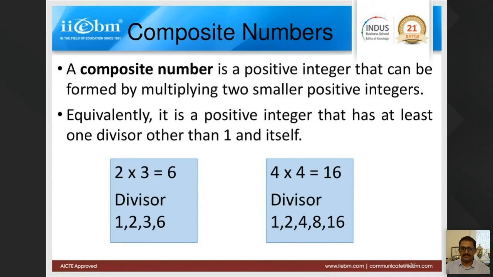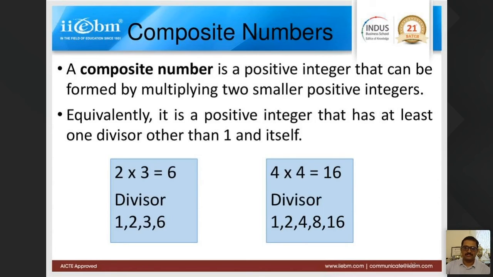Now these 2 and 3 are the actual smaller integers. So if you take any number, that number will have at least 2 divisors, 1 and that number itself. If there is no other divisor, then we call it a prime number. If it has another divisor, or more than 2 divisors, then obviously it is called a composite number.